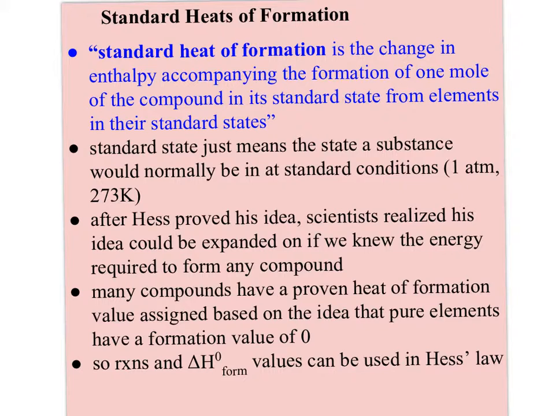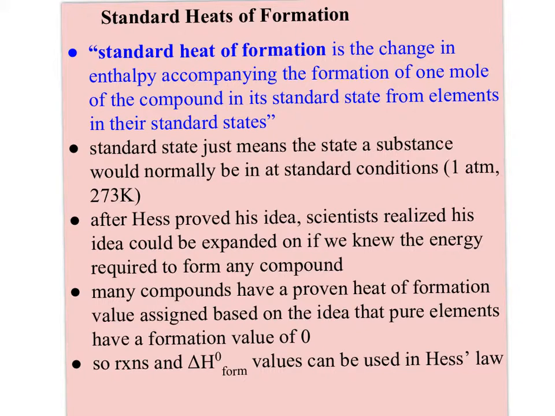So after Hess proved his idea, scientists realized his idea could be extended if we knew the energy required to form any compound. So scientists set about trying to come up with these heat of formation values and assign them based on the idea that pure elements have a formation value of 0. So anytime a pure element is involved, the standard heat of formation is considered 0 because we had to have a starting point, and we don't form elements. We haven't gotten good at forming the natural elements that are here.